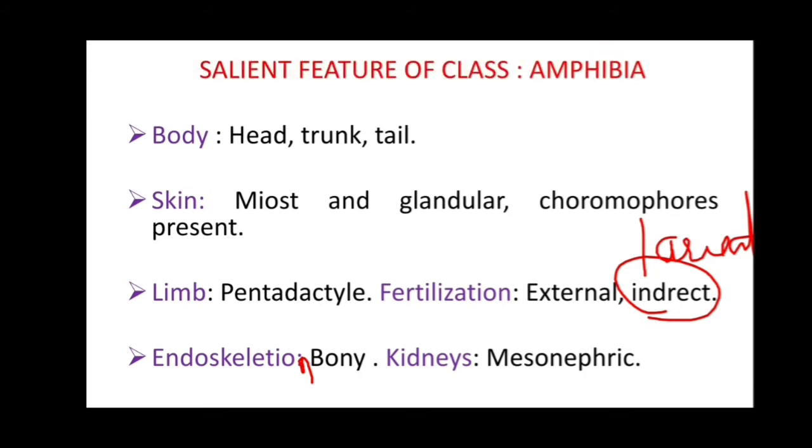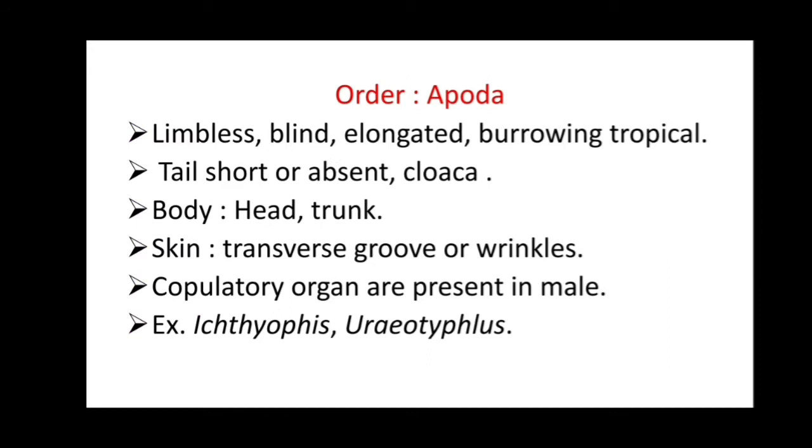Next is order Apoda. As we know, the apodans are burrowing limbless amphibians living in the tropics. They show several interesting primitive features. They retain small scales on the skin, and we can see a vestigial tail. These are limbless, blind, elongated, burrowing organisms present in the tropics. A short tail is there or the tail may be absent, and a cloaca is there.